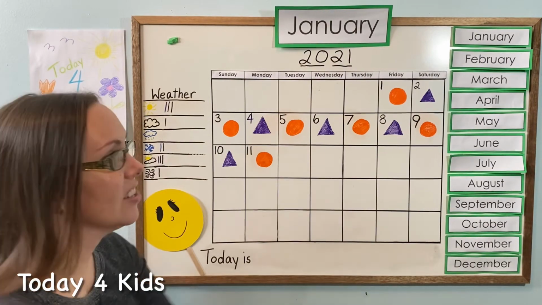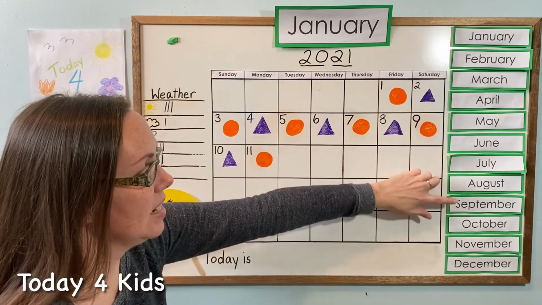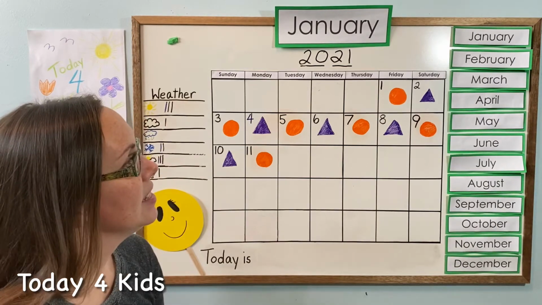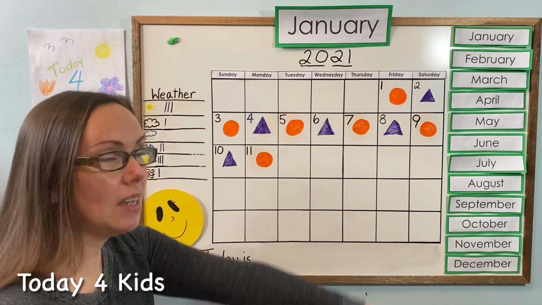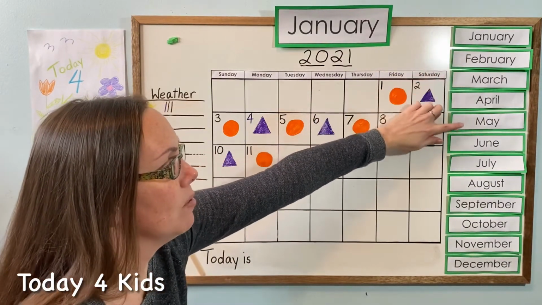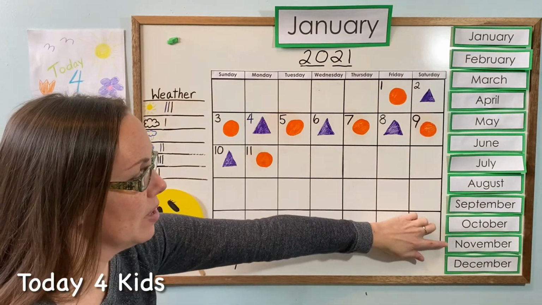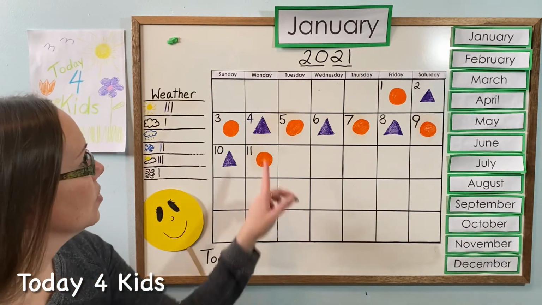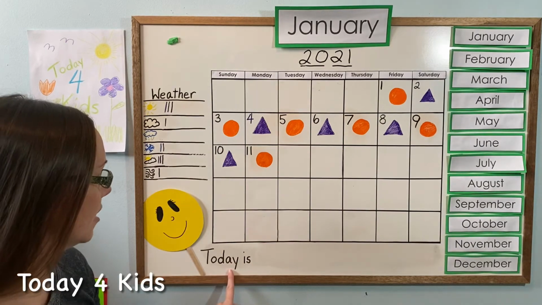Let's count them together. 1, 2, 3, 4, 5, 6, 7, 8, 9, 10, 11, 12. Good job trying. Let's see if we can remember the names of the month. Will you say them with me? Give it a try. January, February, March, and April, May, June, July, August, September, October, November, December. Good try.